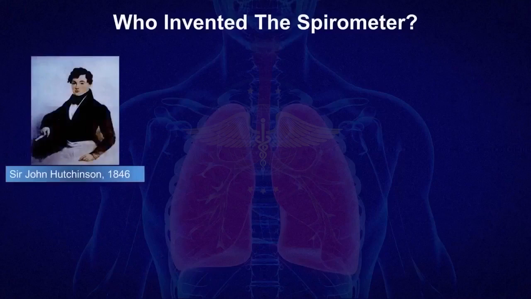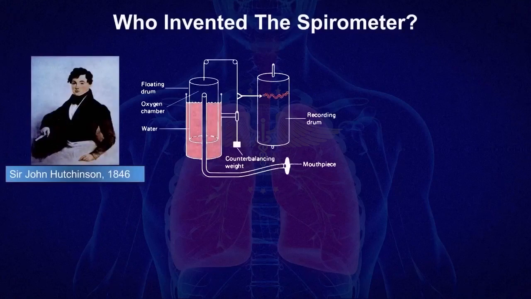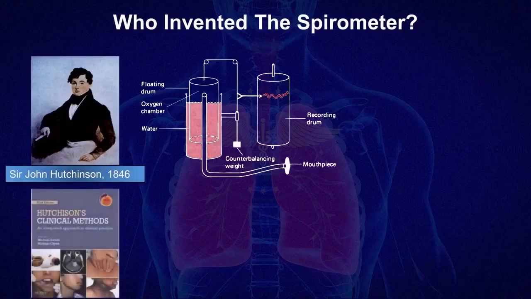It was Sir John Hutchison in 1846 who developed this technique even further and formed what we now call a first spirometer. Sir John Hutchison is the same physician who is associated with the book that we use in second MBBS called Hutchison's Clinical Methods. He is the same person who invented the spirometer. He used the same principle of water displacement.